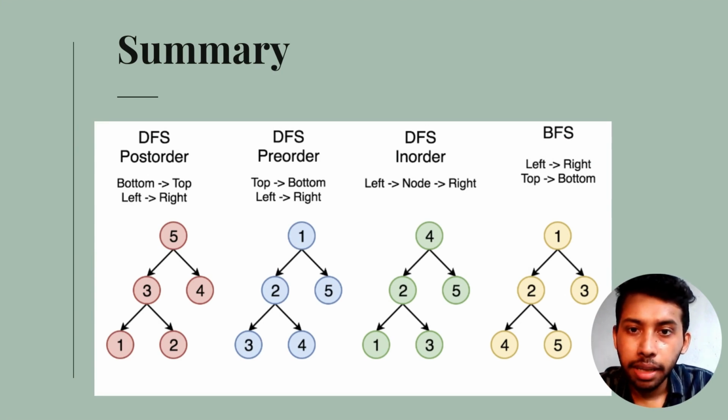Finally, we can have a summary of the four types of the tree traversals like this. The order of preorder traversal is root to left to right, inorder traversal is left to root to right, postorder traversal is left to right to root, and level order traversal is like level 1, level 2, level 3 likewise.